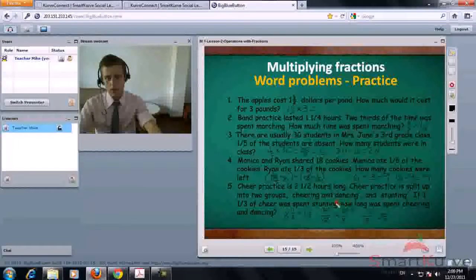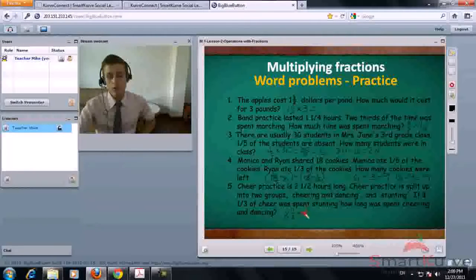If 1 and 1/3 of cheering was spent stunting, how long was spent cheering and dancing? Okay, I believe this problem was worded incorrectly. We're going to go back. We're going to say if 1/3 of cheer was spent stunting, how long was spent cheering and dancing? We're not going to use that 1.